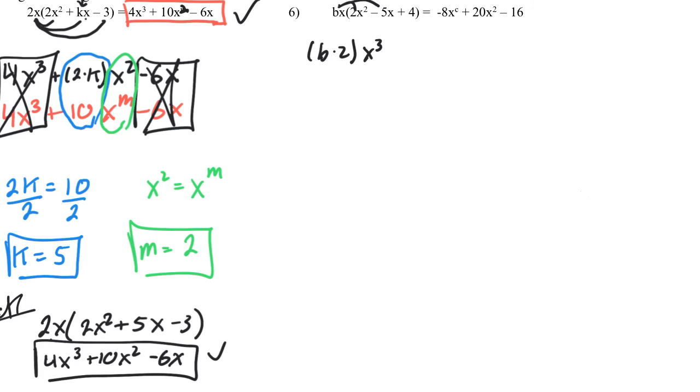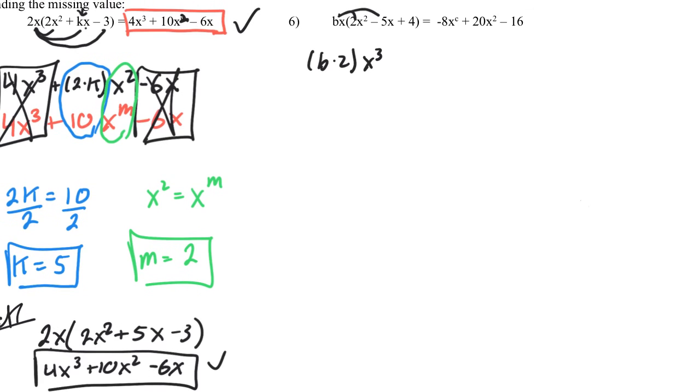The next distribution would be bx times a negative 5x. I'm going to write this a little bit differently to help us sort things out. I'm going to write this as addition, plus b times -5. I'm going to keep that negative with the 5, and because I kept it there, I'm going to write this as addition. And then x times x is x squared. Then we're going to do the last distribution here. bx times 4 is going to be b times 4x.